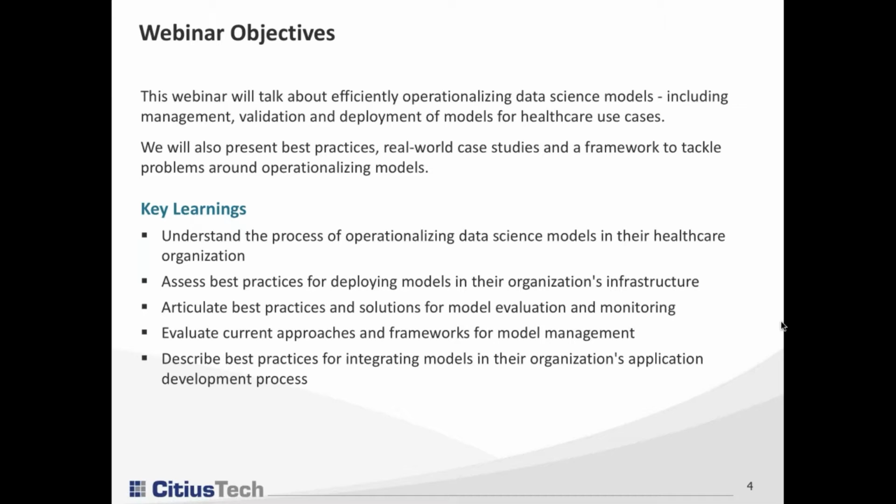So our hope is that by the end of this talk, you'll be able to get some familiarity with operationalizing data science models in healthcare organizations, assess best practices for deploying models, articulate best practices and solutions for evaluating and monitoring models within your organization, evaluate current approaches and frameworks for model management, and finally describe best practices for integrating models within the organization's application development process.